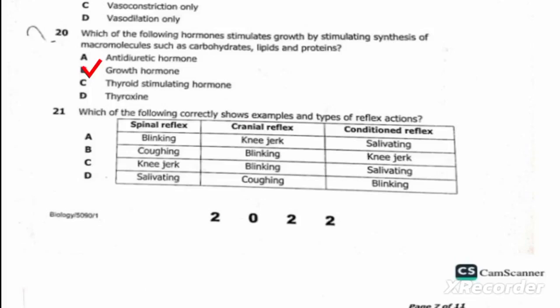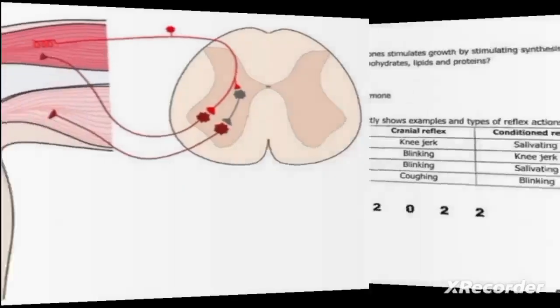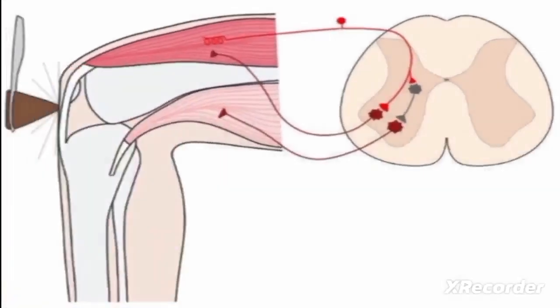We shift to question 21. The question reads, which of the following correctly shows examples and types of reflex action? The first column we have spinal reflex, the second column cranial reflex, and the third column conditioned reflex. Knee jerk is an example of a spinal reflex.